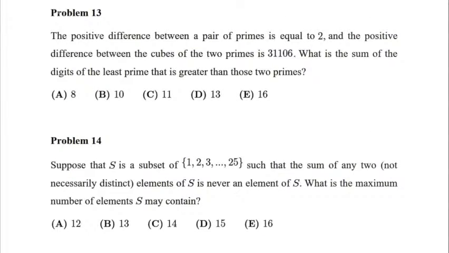AMC 10B 2022, problem number 13. The positive difference between a pair of primes is equal to 2, and the positive difference between the cubes of the two primes is 31,106. What is the sum of the digits of the least prime that is greater than those two primes?